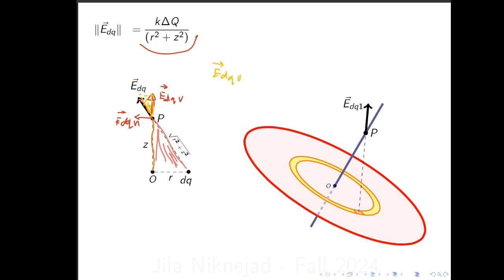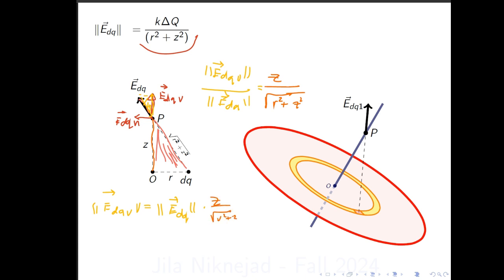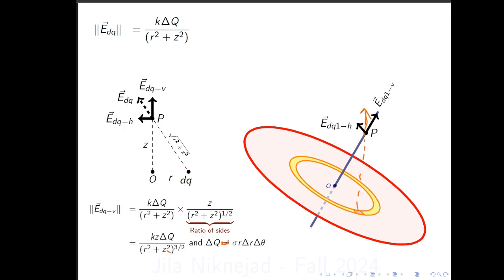They are similar, so the ratio of the magnitude of E sub dq vertical to E sub dq is equal to z over square root of z squared plus r squared. Multiply that ratio by the magnitude of E sub dq that you found, and that will give you the magnitude of E sub dq vertical, which after cleaning up is going to be k delta q times z over parentheses r squared plus z squared parentheses close to power 3 half.